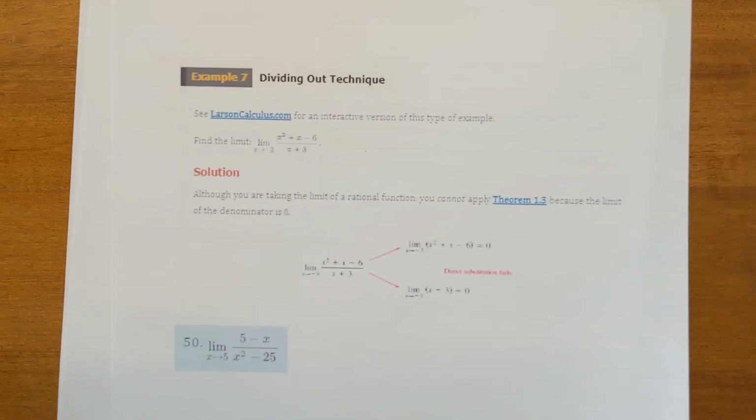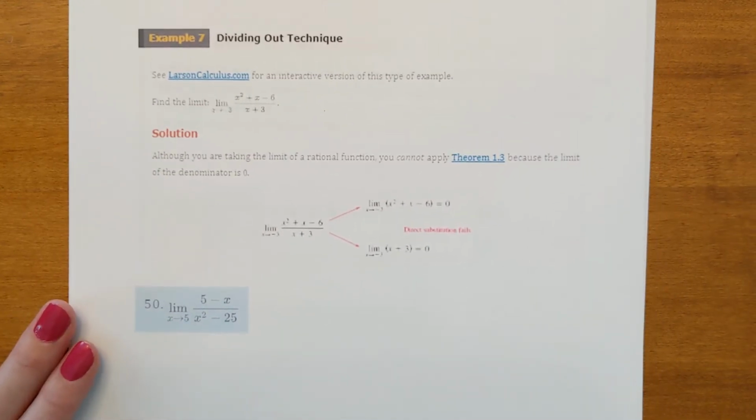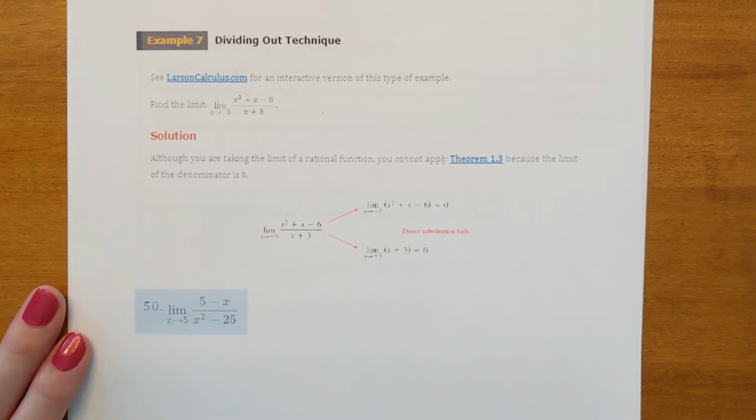All right. Sometimes, though, it's going to be undefined. And when it's undefined, we're allowed to divide out where it's undefined and then continue on from there. So it's called a dividing out technique. Let's do that on one of them here.